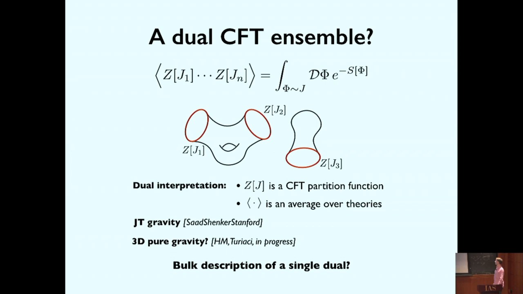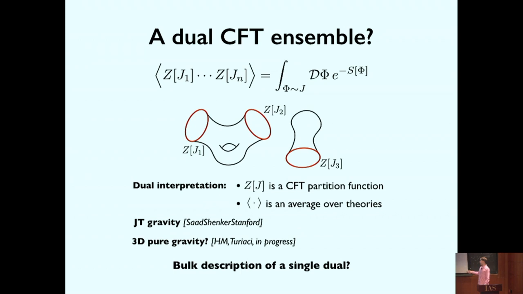Because if I have multiple boundaries and I allow for configurations like this, unless there is a miracle of cancellation, the amplitude with several boundaries won't just be a product of the amplitude of the individual boundaries. An interpretation we might try is that this Z is a CFT partition function, but there are these extra angle brackets that involve an ensemble, and because there's a load of different theories we're averaging over, these Z of J's are random variables that we have to take some average of.